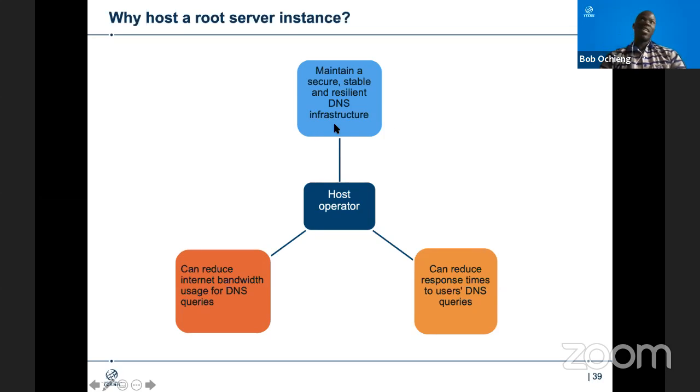taken by DNS queries. So if that query can be answered locally by the availability of an instance locally, then the net effect is a reduction on the overall international traffic, that is DNS queries, that does not really have to go beyond your networks or your borders. Next slide, please.